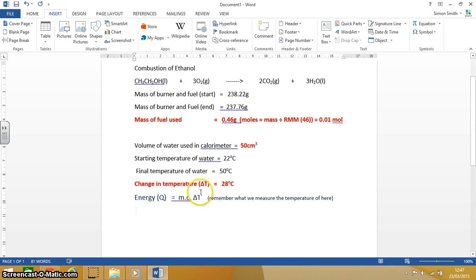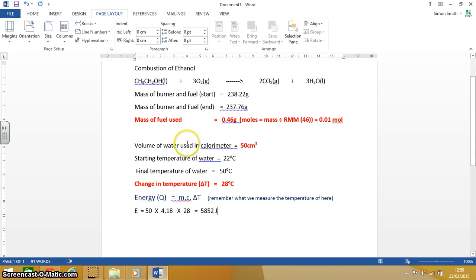So in this case we have 50 centimeters cubed of water used, and that is equivalent to 50 grams because water has a density of 1 gram per centimeter cubed. The specific heat capacity of water is 4.18. But you don't have to worry about this because in every exam question, or every situation where you're presented with one of these problems, you will always be given the specific heat capacity, and the temperature change is what we've measured in this experiment. In this case it's 28 degrees. So let's just plug those into this equation and see what we get.